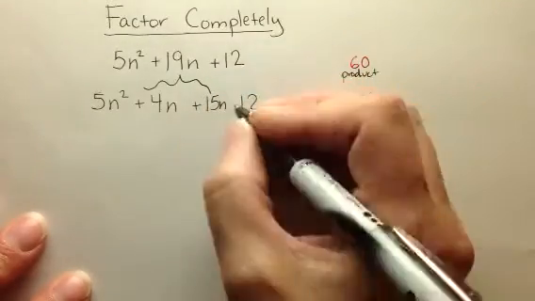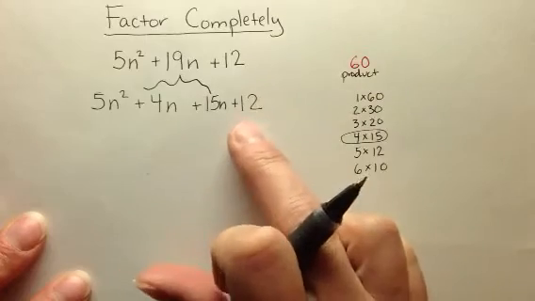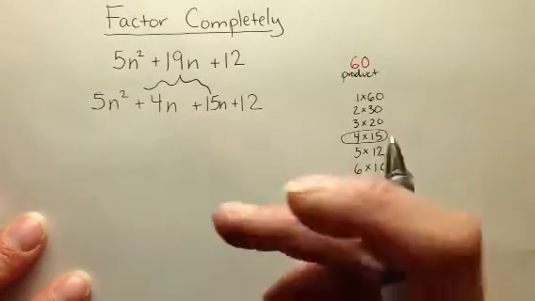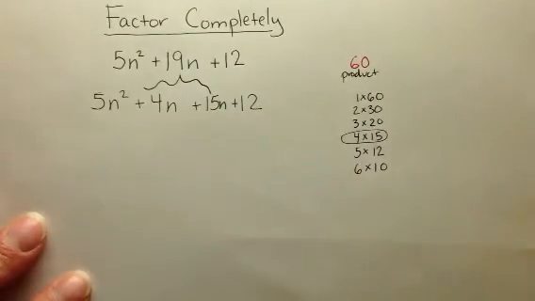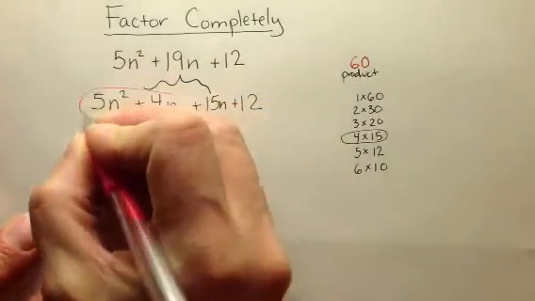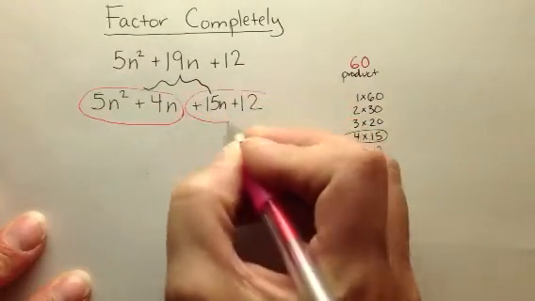And it is not going to matter, oops, I need a plus here for my 12. It's not going to matter which term I put first. If you did 15n first, it's fine. In the end, you should get the same answer. Okay, the next thing I'm going to do is I'm ready to factor by grouping. So my first 2 terms and my last 2 terms.